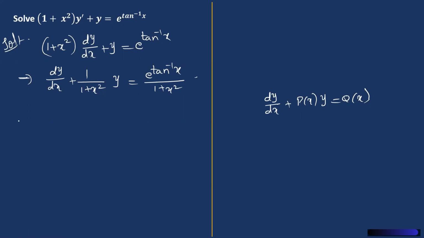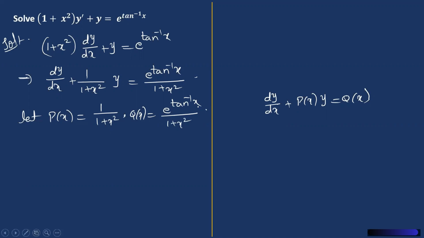So looking at that, I'm just writing what are p of x and q of x. Let p of x is equal to, see, the coefficient of this dependent variable y. So in this case, it is 1 by 1 plus x square, and then q of x is equal to all this right hand side function. It is e power tan inverse x divided by 1 plus x square. Right, now we got everything.